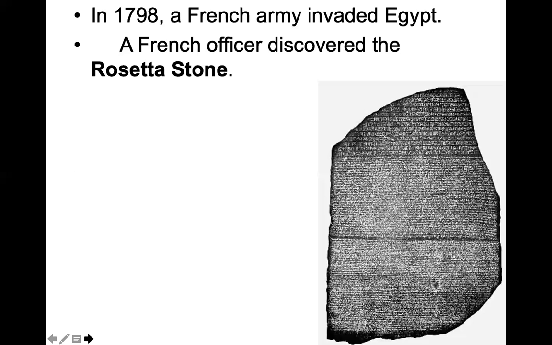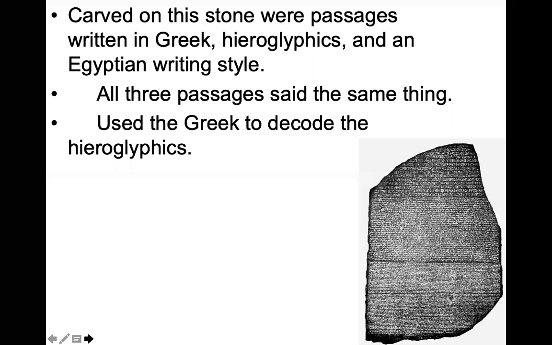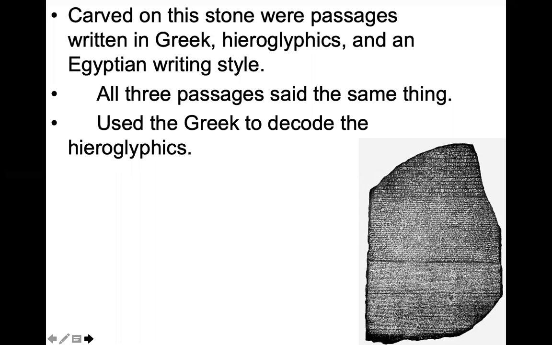You won't talk about the Rosetta Stone, but this is how we learned to decipher hieroglyphics. On the stone were passages written in Greek, hieroglyphics, and Egyptian. We use the Greek to decode the hieroglyphics.